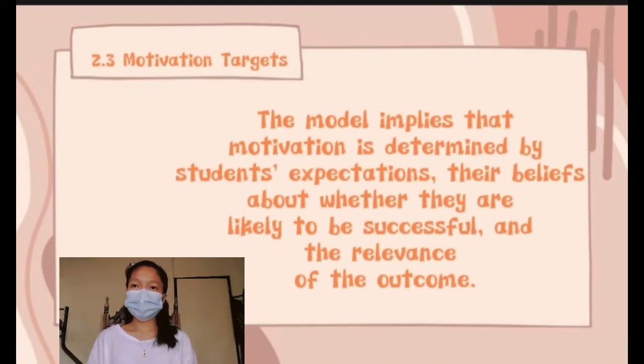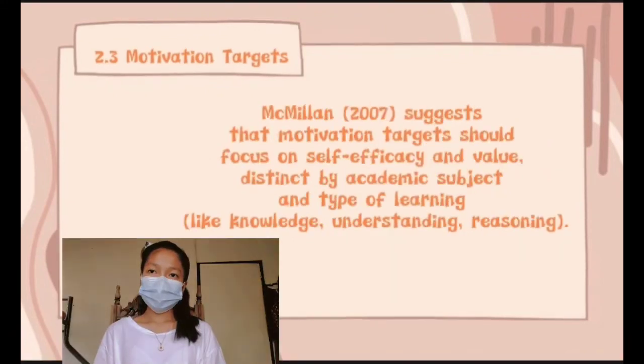Similarly, there are many students who are capable but are unmotivated because the activity that they are asked to do holds no importance for them. Like attitudes, motivation is too ambiguous to use the general definition as an outcome because it is difficult to pinpoint the source of lack of effort and involvement. Macmillan 2007 suggests that motivation targets should focus on self-efficacy and value, distinct by academic subject and type of learning, like knowledge, understanding, and reasoning.